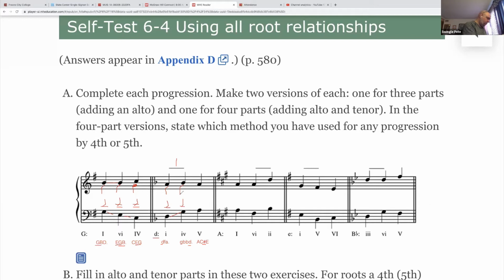So it says one method for writing this root relationship in 4 parts is to keep in the same voice the tone that is common to both chords, while the remaining 2 upper parts move by step in the same direction. The stepwise motion will be ascending for root movement of a perfect fifth down and descending for root movement of a perfect fifth up. So here we have a perfect fourth up. True?